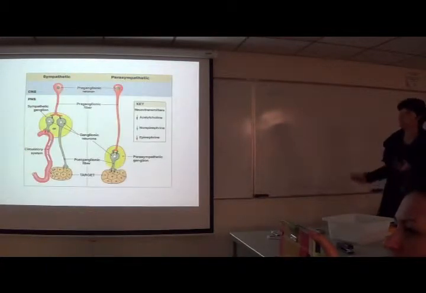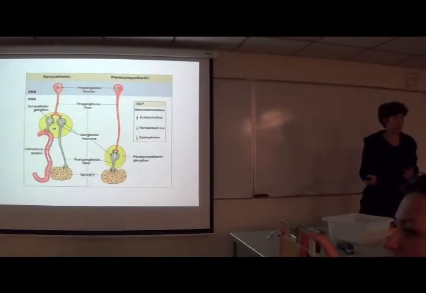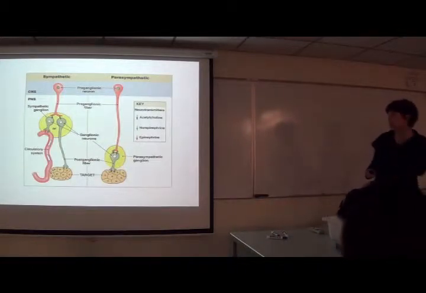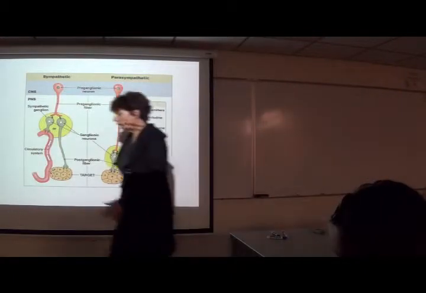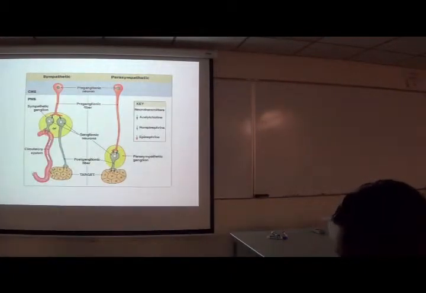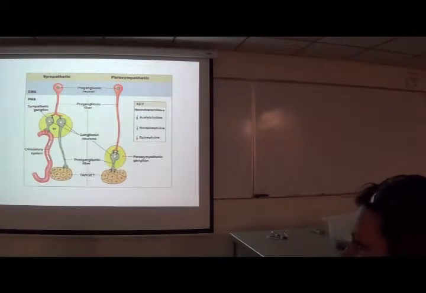Okay. Two divisions of the autonomic nervous system. Today we're focusing on parasympathetic, but we'll mention a little bit about sympathetic. Typically, the parasympathetic, well, we talk about our organs as having dual innervation. That's a key concept to the autonomic nervous system. For instance, the heart.